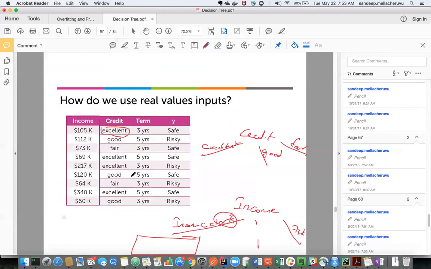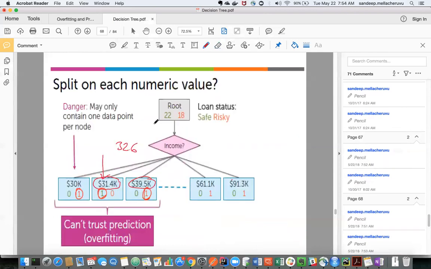Until now, for categorical variables, I did not have that problem because whatever the possible values are, I kept in the tree. So I'll not get anything other than good, fair, and excellent for credit, or anything other than 3 years and 5 years for term. So that's why I'm safe until now. Now the problem is, it is a real value or a continuous value. I cannot put all the continuous values in this tree. Having all the values in the tree is impossible.